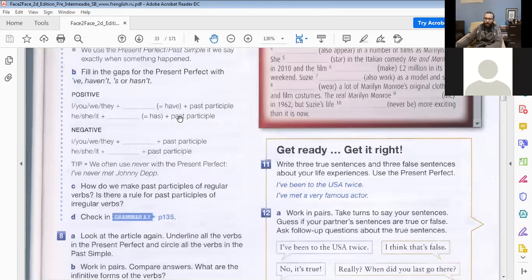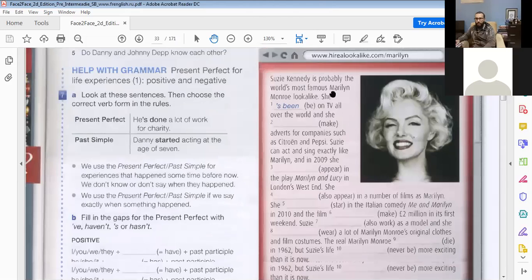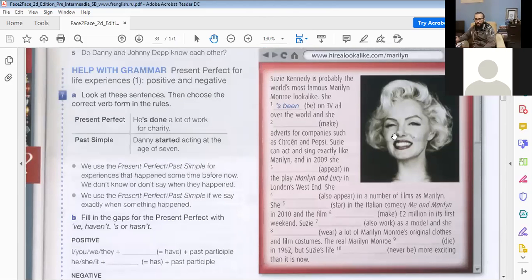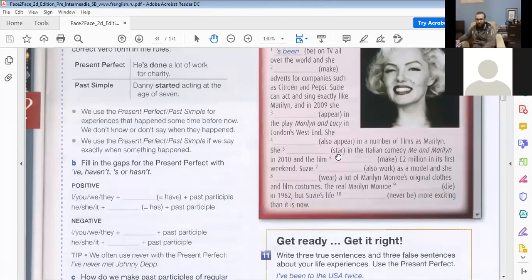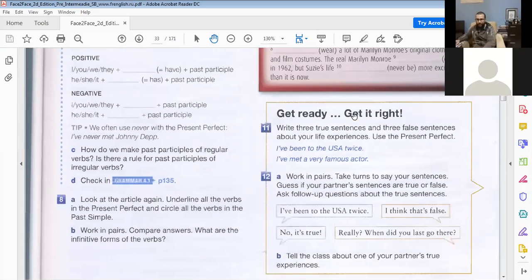So we talked about that, and we also did this exercise, the one about Susie Kennedy. And of course, Susie Kennedy is a famous Marilyn Monroe lookalike. She's also worked in a lot of movies about Marilyn, and she could sing like Marilyn and dance like Marilyn Monroe. So we talked about this.